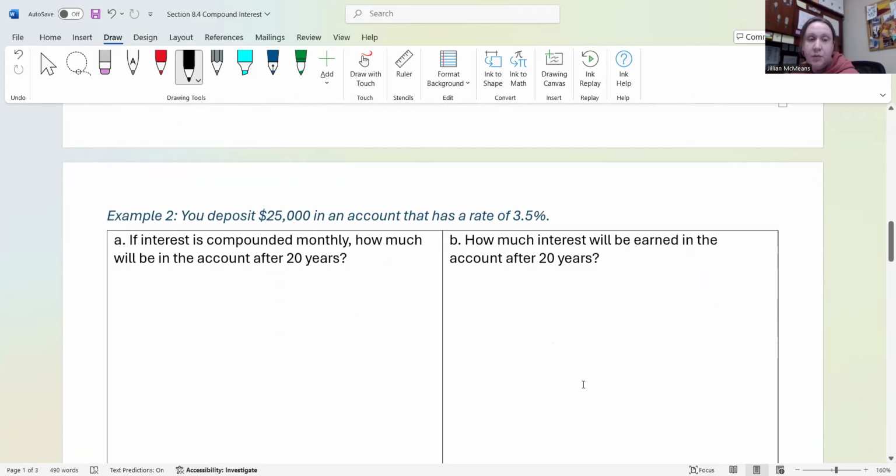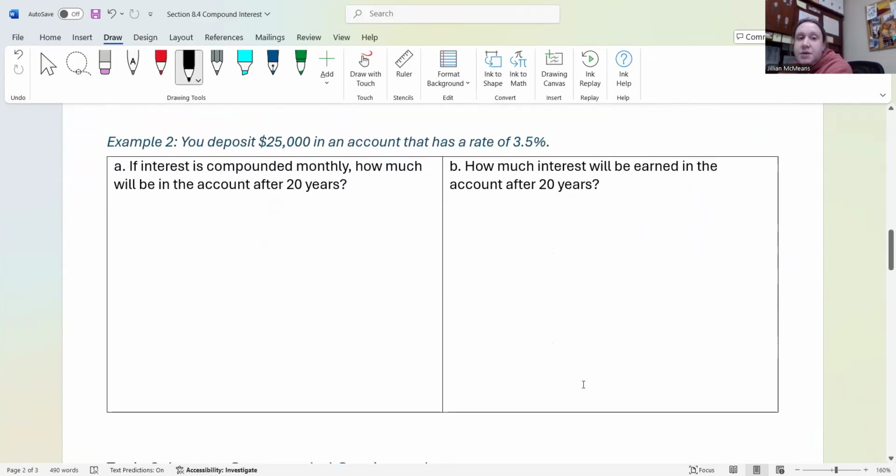Okay, let's do one more example. So let's scroll down a little bit. For example 2, it says you deposit $25,000 in an account that has a rate of 3.5%. If interest is compounded monthly, how much will you have after 20 years in whatever this account is? So let's see. P we know is $25,000. R is 3.5%, but for us, we're going to write it as a decimal, so 0.035.